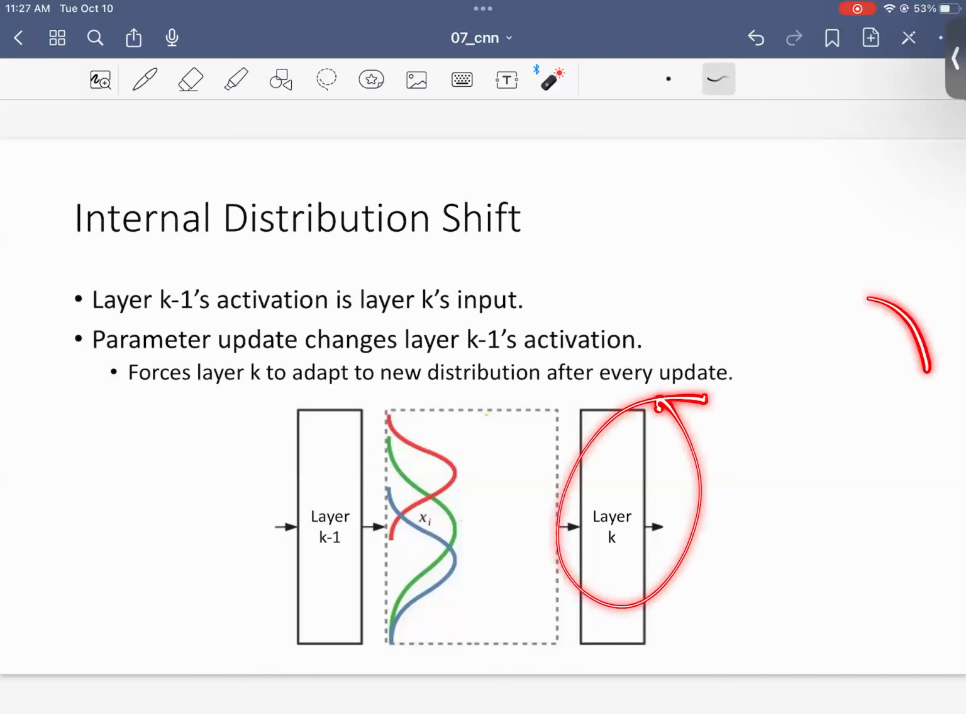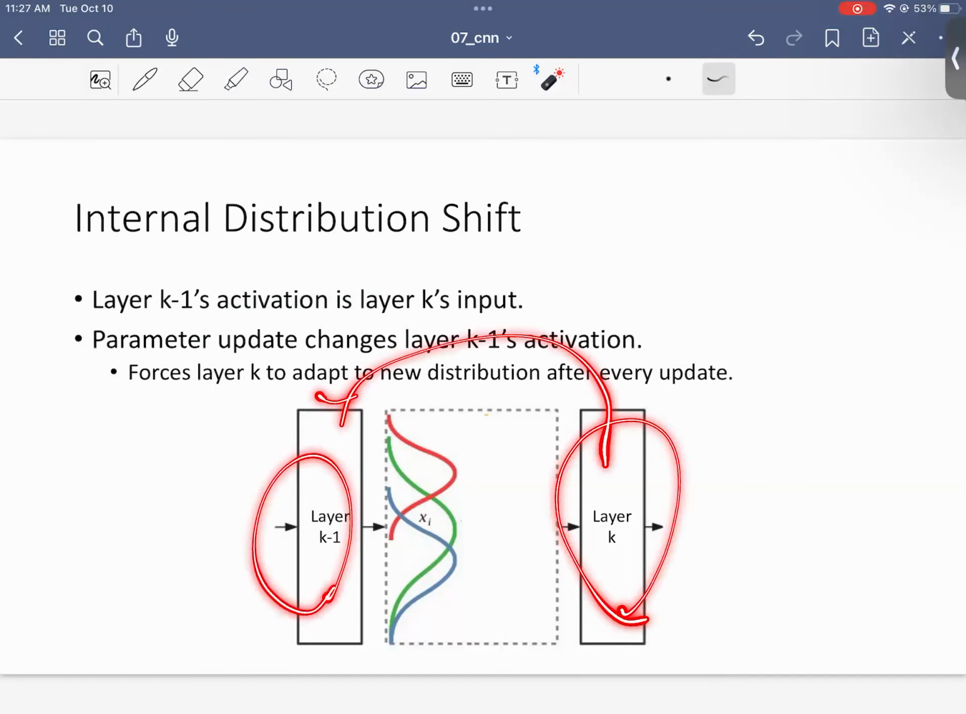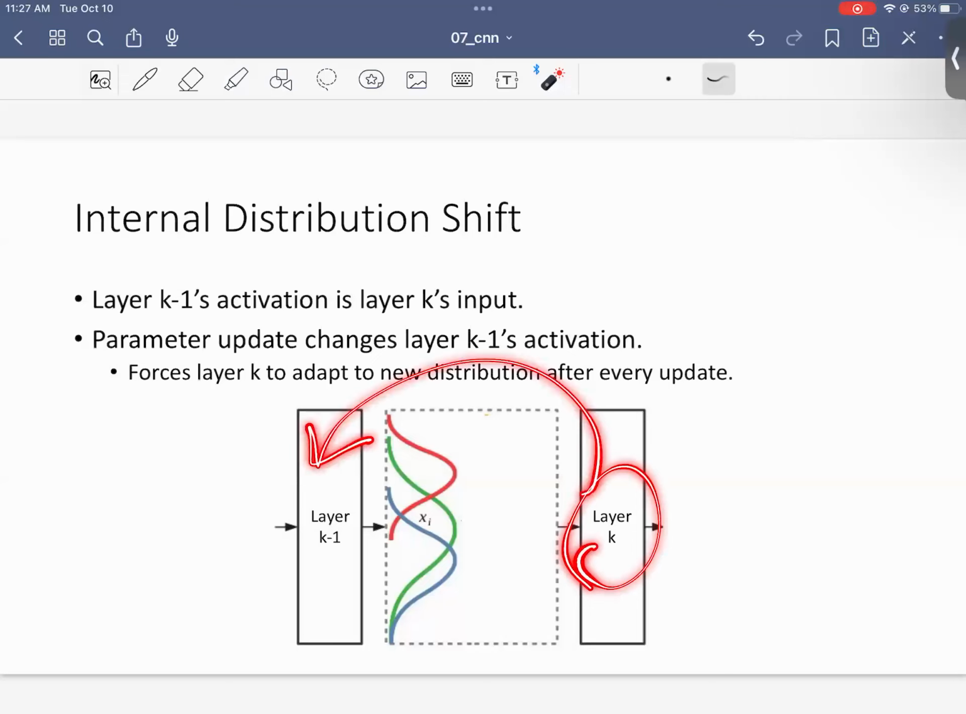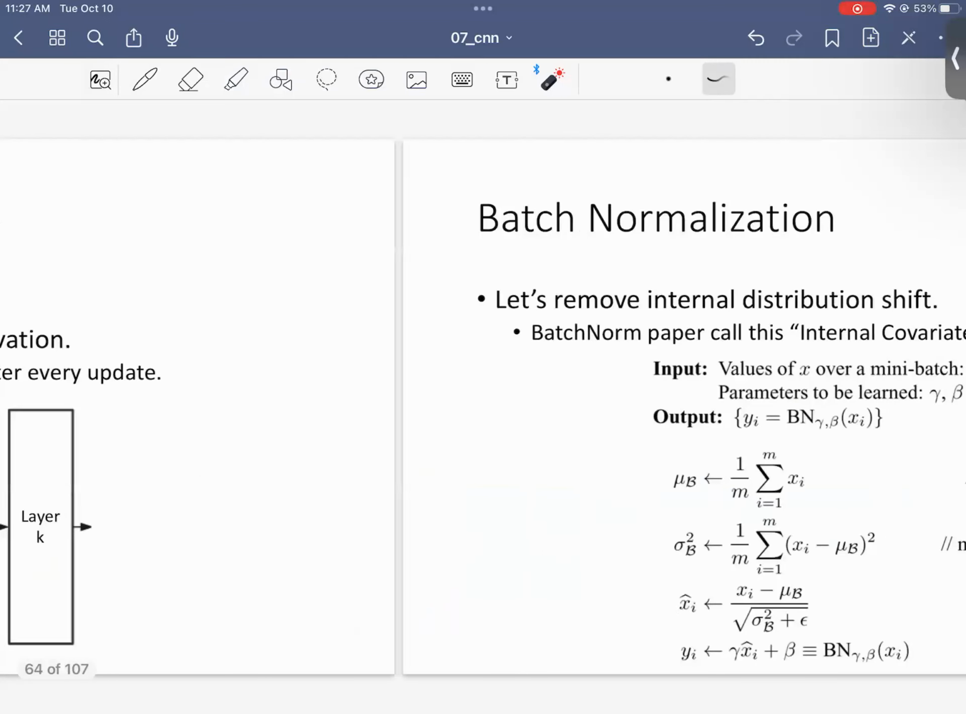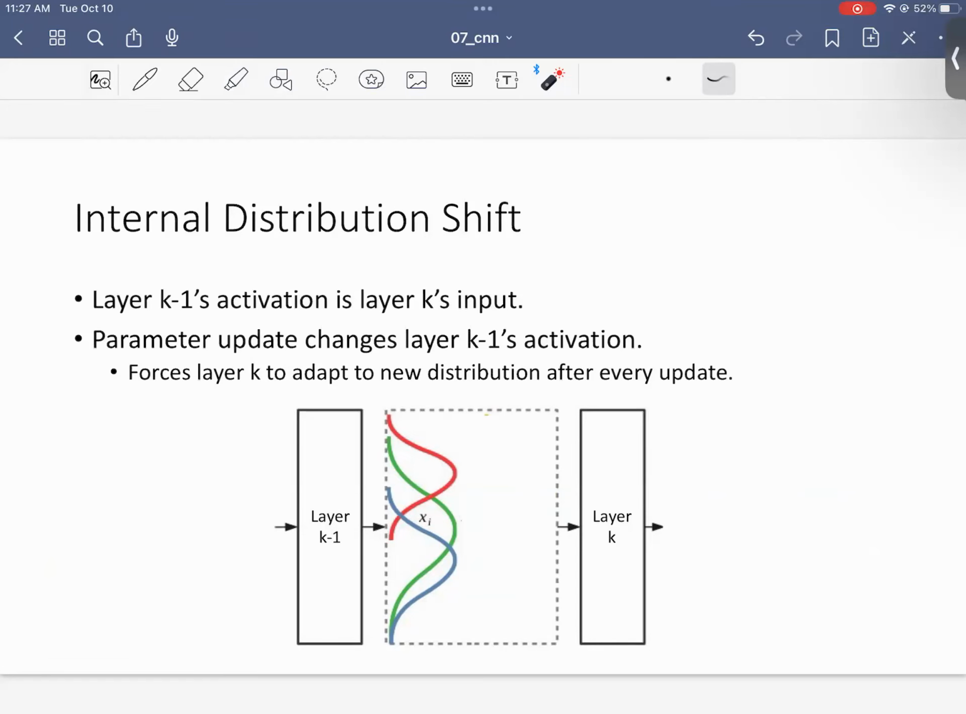Backprop goes like this. This guy's updated, then this guy's updated, then this guy doesn't know that this was updated. All of a sudden, this guy needs to adapt to the new, shifted distribution of output from the previous layer. That's what internal distribution shift is. That's a problem. It usually makes the training process difficult for the model, because when you do a backprop, it changes the internal distribution. So it causes internal distribution shifts.